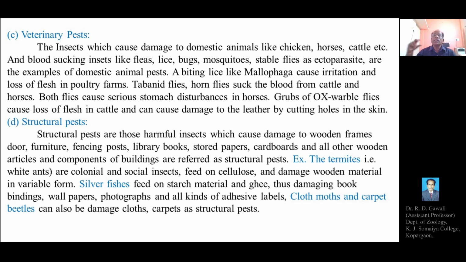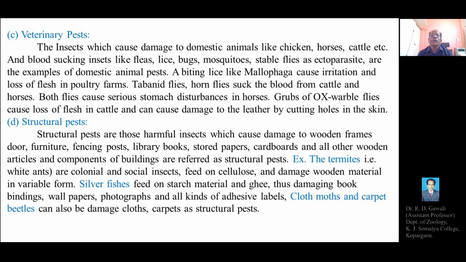So the insects which cause damage to domestic animals like chicken, horses, even oxen, cattle, sheep, goats, etc., and blood-sucking insects like fleas, different types of animal lice, animal bugs, mosquitoes, stable flies, act as ectoparasites and feed on the blood of the animal host or domestic animals, and these are examples of domestic animal pests.